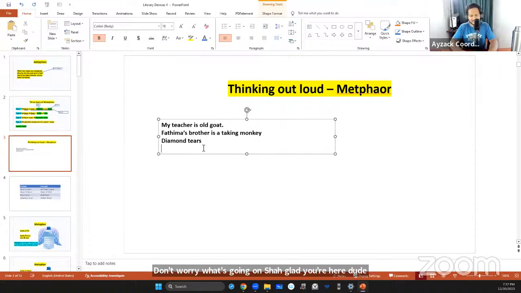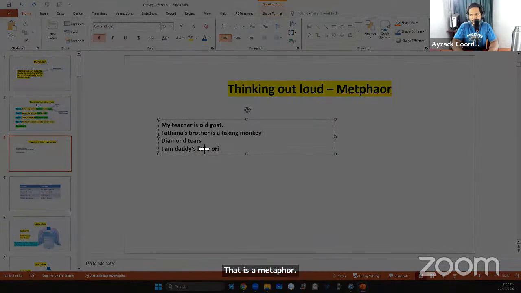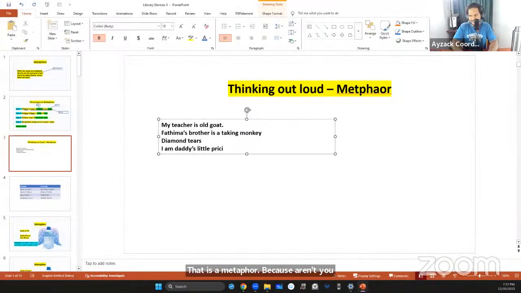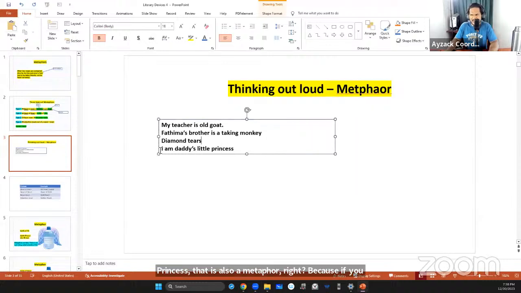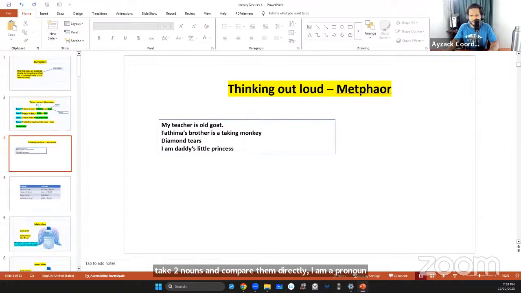Daddy's Little Princess. Of course, Amina. That is a good example for a metaphor, right? But Fatima, how about this? I am Daddy's little princess. That is a metaphor because aren't you guys all your daddy's little princesses? Princess. That is also a metaphor, right? Because if you take two nouns and compare them directly, I am a pronoun. Princess is a noun. That is a metaphor. Well done. Proud of you guys.